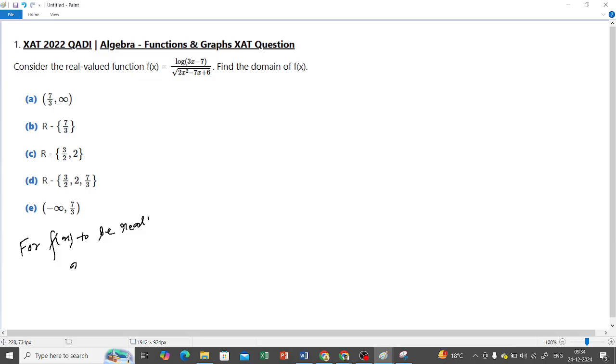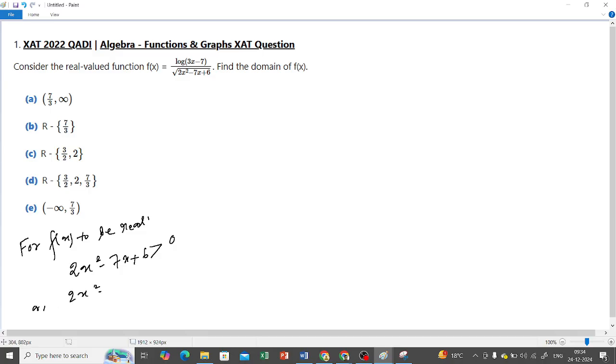for f(x) to be real, 2x² minus 7x plus 6 has to be greater than 0. Not even greater than or equal to 0, it has to be greater than 0, because if it becomes equal to 0, then the denominator will become 0 and f(x) will become infinity. So it has to be greater than 0.